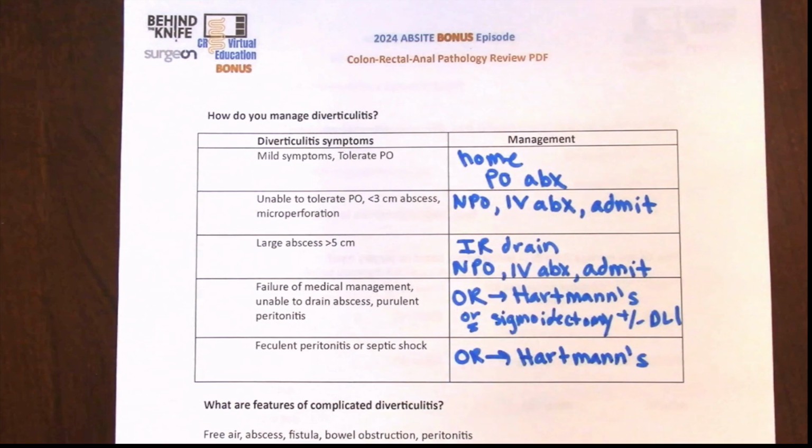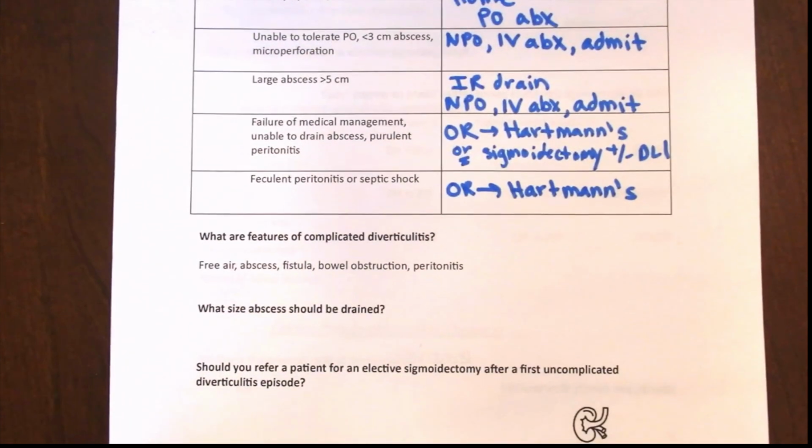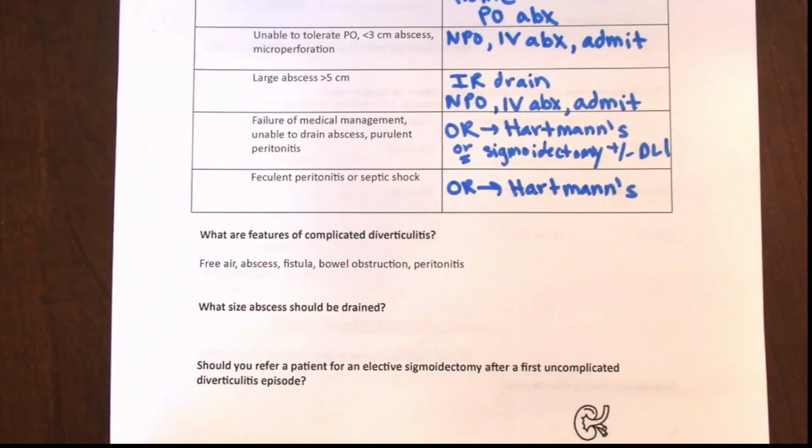Great. And what are the features of complicated diverticulitis? I think of complicated diverticulitis as anything other than diverticular inflammation. So if you see free air on imaging, the patient has an abscess, a fistula, bowel obstruction, peritonitis, or hypotension, those are all considered complicated diverticulitis. And in complicated diverticulitis, what size abscess seen on imaging should you be thinking about? I need to get and call IR for this to be drained. It depends on institution, but normally you would call IR for an abscess over 3 to 5 centimeters.